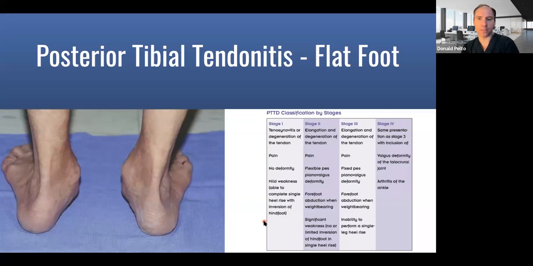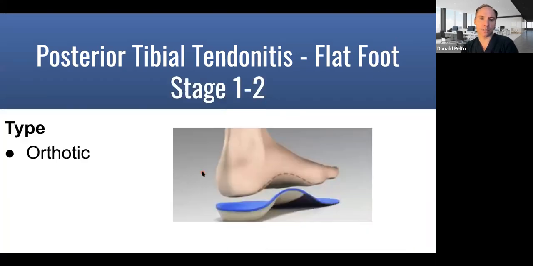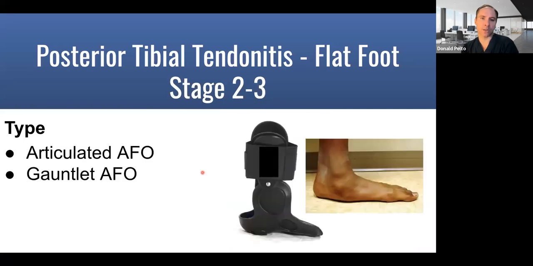I'm not going to teach you guys this stuff, but there are different classification systems depending on the severity of the flat foot. Usually for stage 1 and 2, I'm doing an orthotic. And then for stage 2 and 3, I'm going to be doing either an articulated AFO, which means it has this little something to help it bend at the ankle, or a gauntlet, which is one that doesn't bend. I tend to do something like this. This is a cool brace.